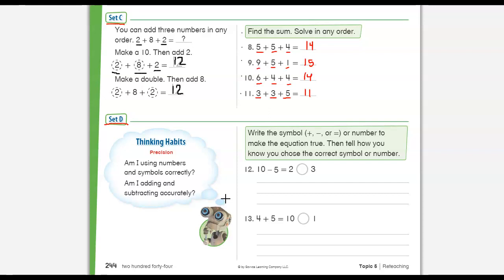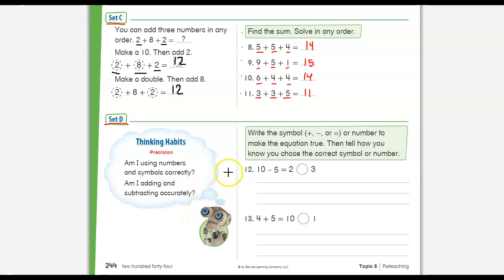So when you use precision to help you solve, you are looking closely to make sure that you did everything correctly and double checking your work. So he's thinking about, is he doing that? Is he using the numbers and symbols correctly in an equation? And also, is he adding and subtracting accurately, which means it's either correct or the right way to do something.